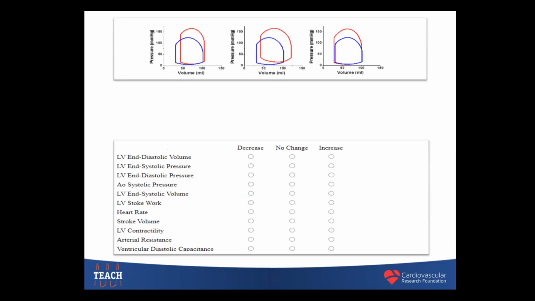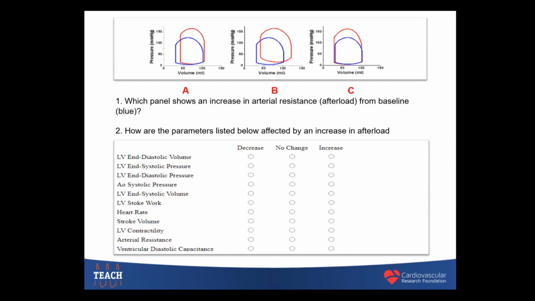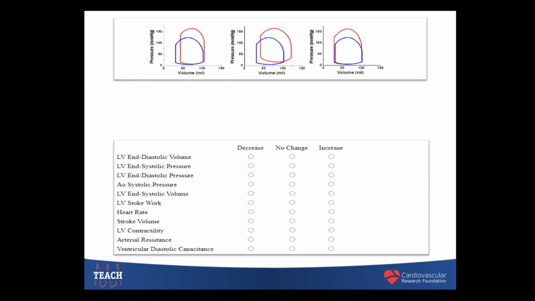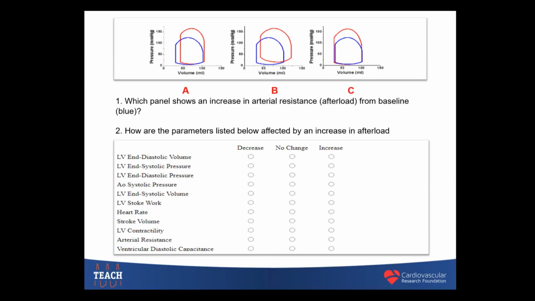So here's a little exercise. Let's see how you guys feel about it. These are pressure volume loops at the top, and feel free to jump in and give it your best shot. Which panel here shows an increase in arterial resistance or afterload from the baseline, which is in blue? Takers? A. Which one? Panel A. Excellent.